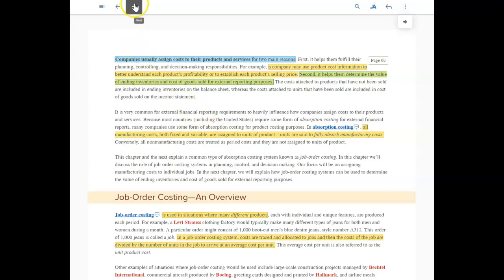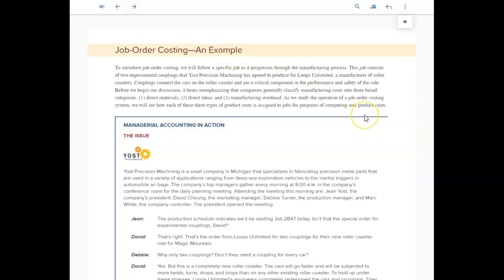Let's look at the next page. Job order costing. Now this is a long, detailed example. We jump right into it. So make sure you go back and read this after you look at the video and follow all the numbers through and read every word on these several pages here.